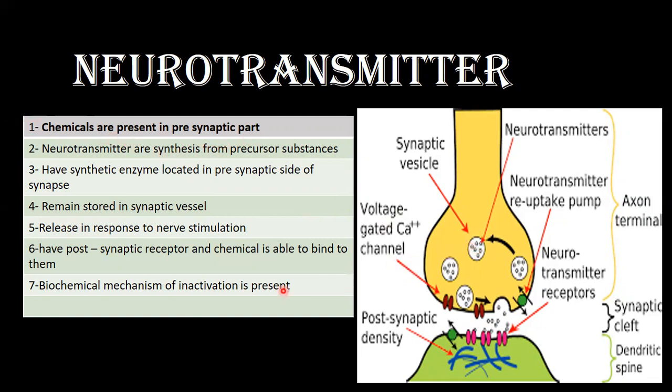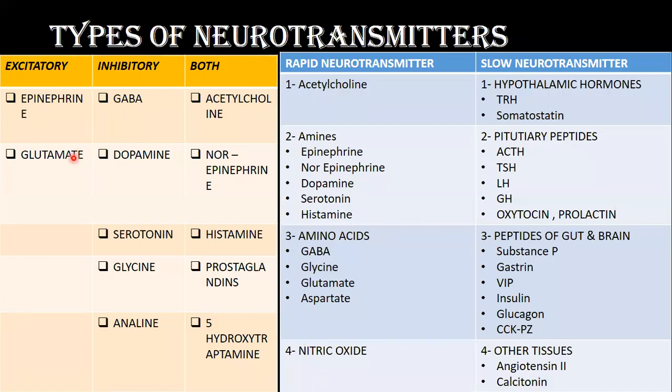Coming to neurotransmitters, we can first see what the types of neurotransmitters are. Neurotransmitters can be of three types: excitatory, inhibitory, or both excitatory and inhibitory. These two tables are very important because they help in your GIT tract also. It helps in your respiration part, in cardio part also.